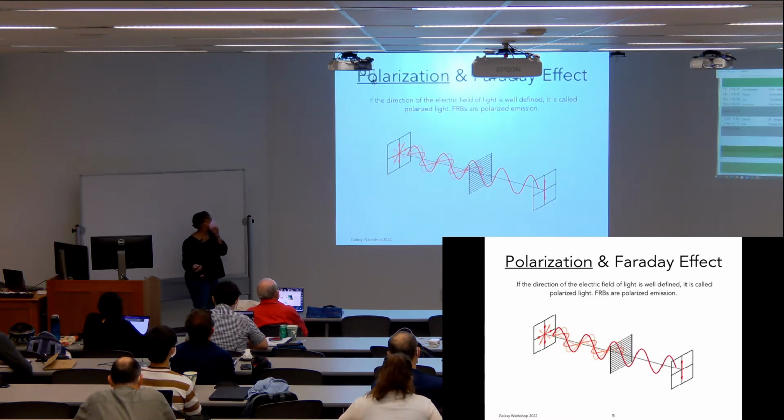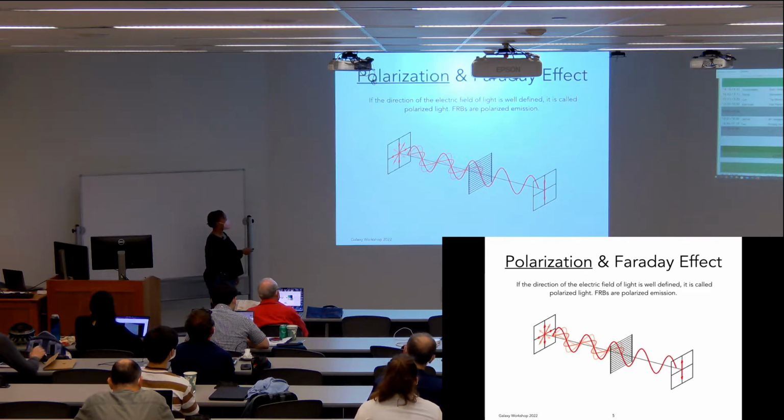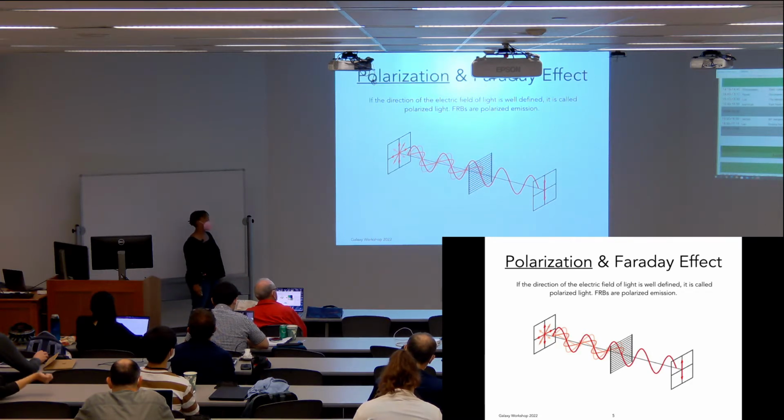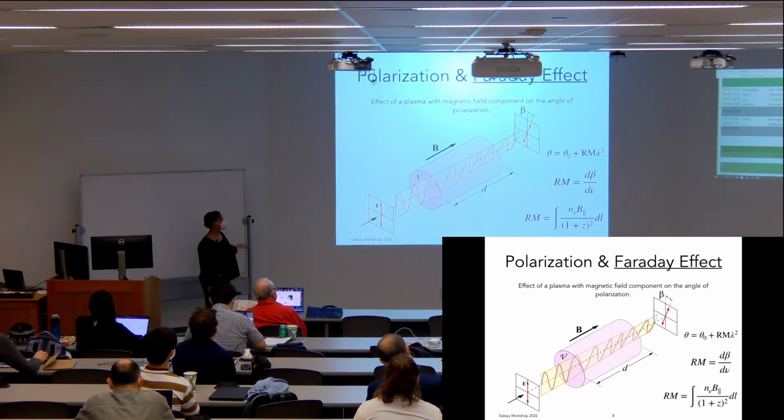Polarization pretty much means that the direction of the oscillations in the electric field are well defined. Otherwise, you have random orientations. It goes through some polarizer, and this wave, for example, is linearly polarized. So we have this well-defined direction of oscillation. And FRBs are polarized emission. Then the Faraday effect is the effect of some magnetized plasma on that linearly polarized light.